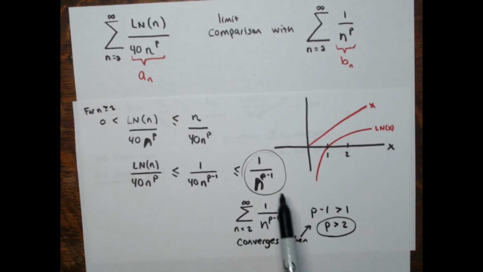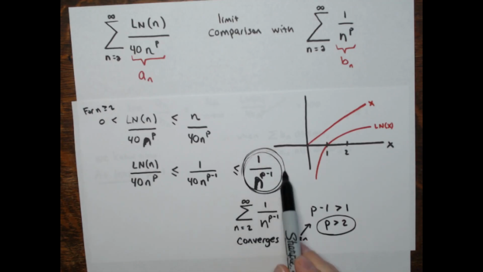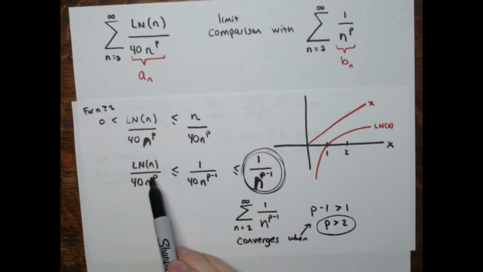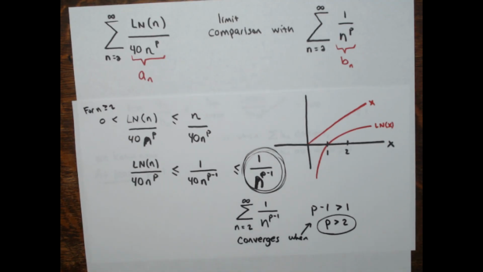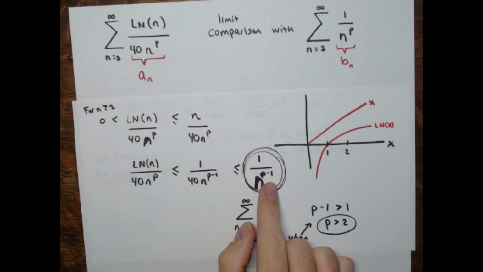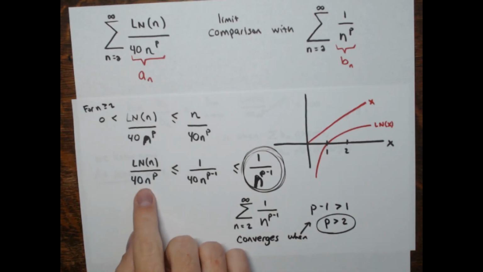When p is greater than 2, the series of these larger terms will converge, and then by direct comparison, the smaller term series will also converge. So this has got to be greater than 2. If it equals 2, then this series will diverge, because you'd have 1 over n to the first, just 1 over n. That series is a harmonic series, which diverges. Now, a series of larger terms that diverges doesn't say anything about the smaller one.